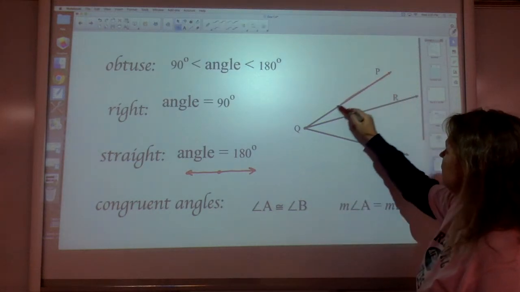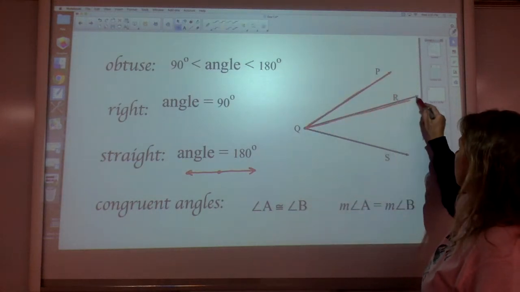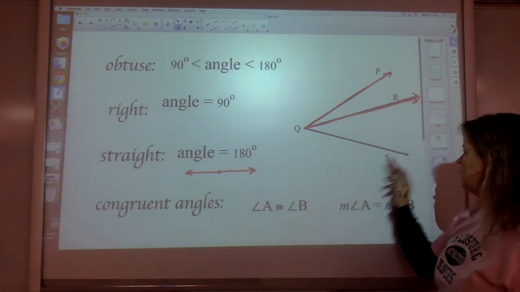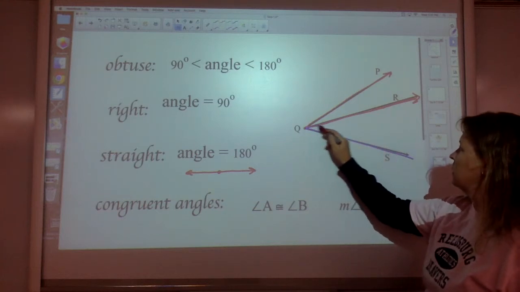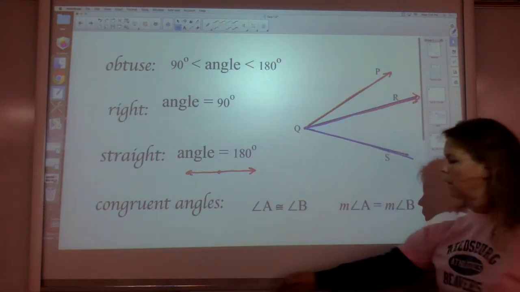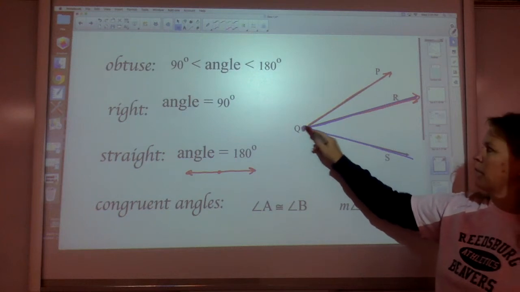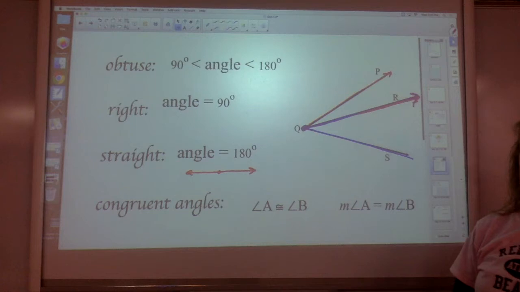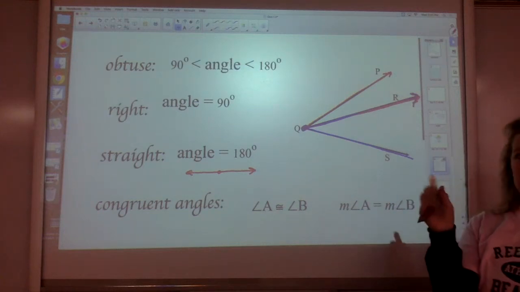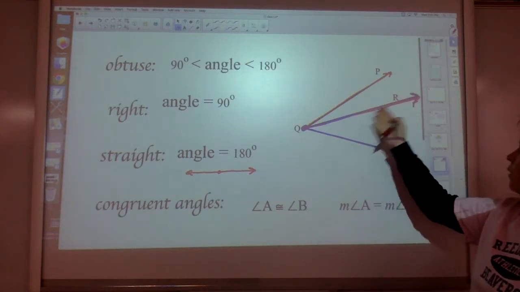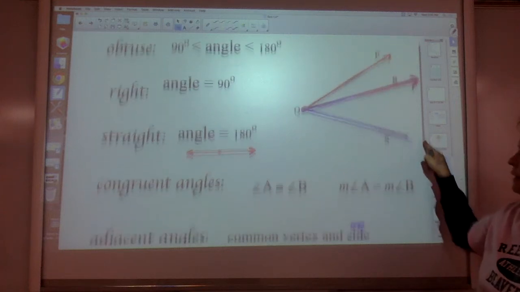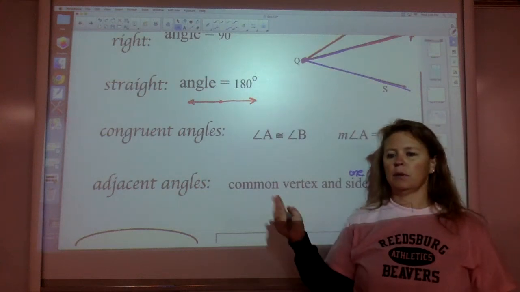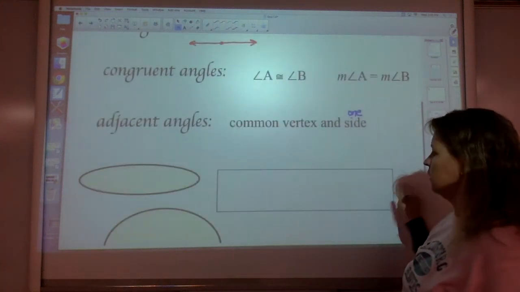Angle PQR is adjacent to angle SQR. Why are they adjacent? Because they have a common vertex and they share one common side. There is no space in between them. You can't have a space in between them. One ray makes two adjacent angles. And if you think of the word adjacent, adjacent means next to. If you have adjacent neighbors, they're neighbors that are right next to you.